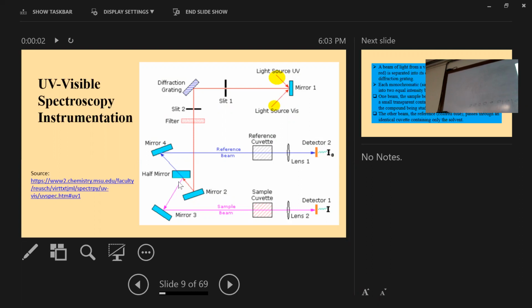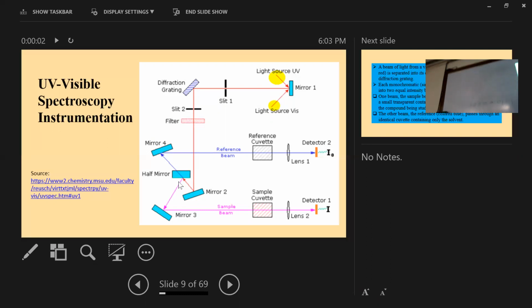We can find this out because we know the reference light and the sample light should be exactly the same. If there is no light absorbance, then I naught and I should be the same. But if we have some sample to absorb the light, then this value will be a little bit less. That means the transmittance is a little bit low, and there is absorbance.